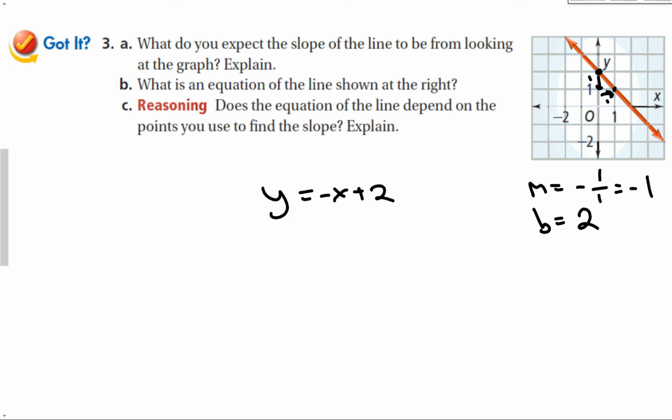Okay. Does the equation of the line depend on the points used to find the slope? No. Because if I start there, or sorry, let's start up here and use these 2 points. Well, that's 1, 2, 3. That's down 3, right 3. So this would just be -3/3, which would still be -1. So no matter what points you pick on the line, the slope is always going to be the same thing. And the y-intercept is not going to move, or else you're going to have a different line.